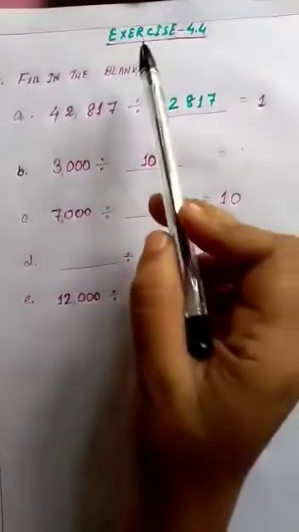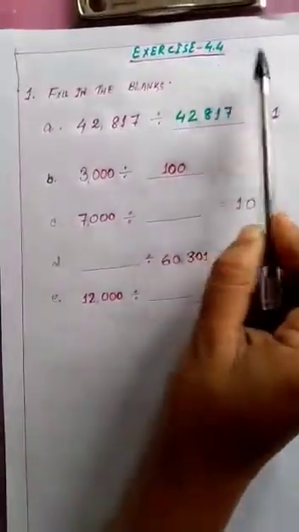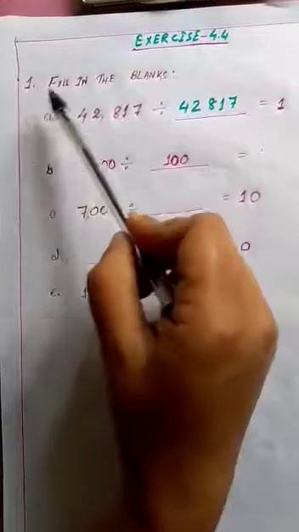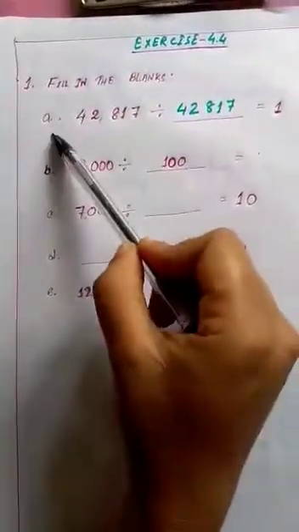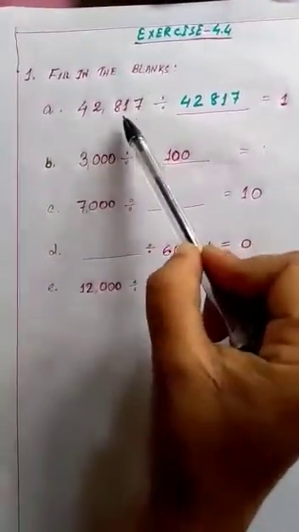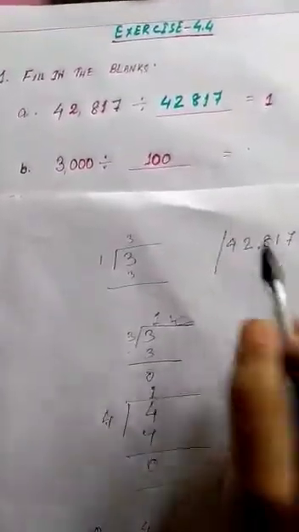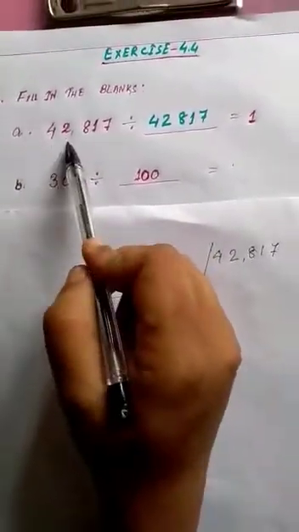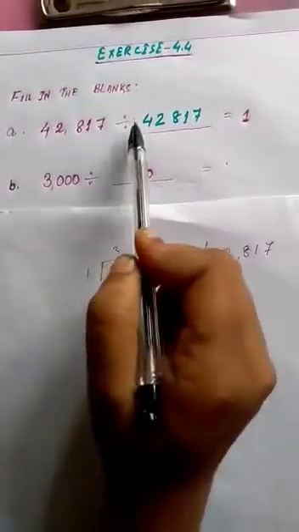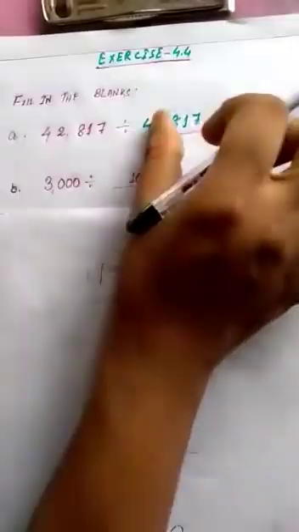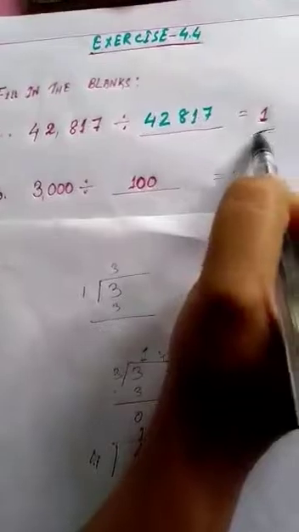So let's start exercise number 4.4. Our question number 1 is fill in the blanks. We have a number given, 42,870. So the number 42,870 divided by a blank is given, and the answer is given as 1.